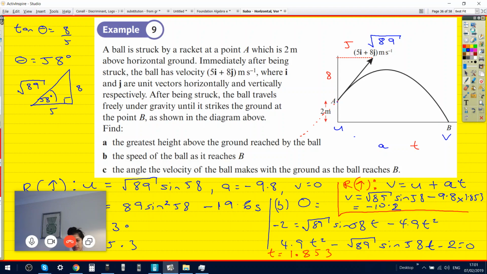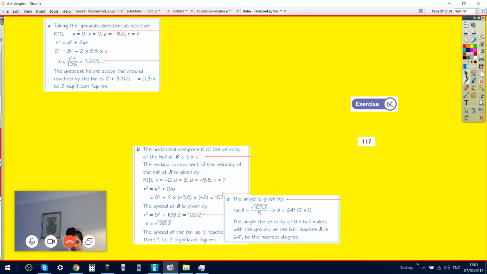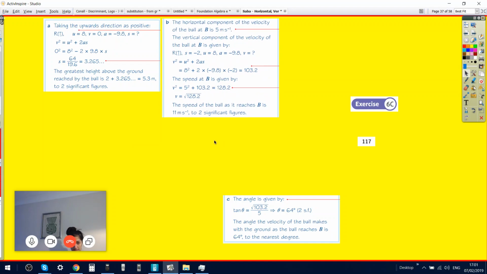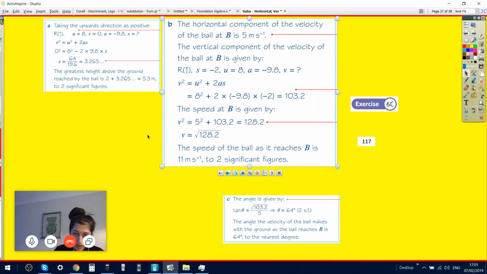But it's not the right answer though, is it? Where did we go wrong? 128.2. U is 8, that's what root 89 sine 58 is. Oh, we didn't do v squared equals u squared plus 2as. I didn't square it. Sorry, that was my fault.